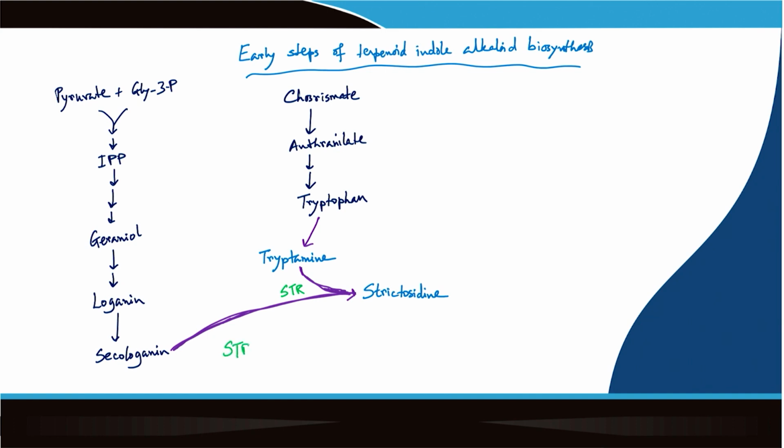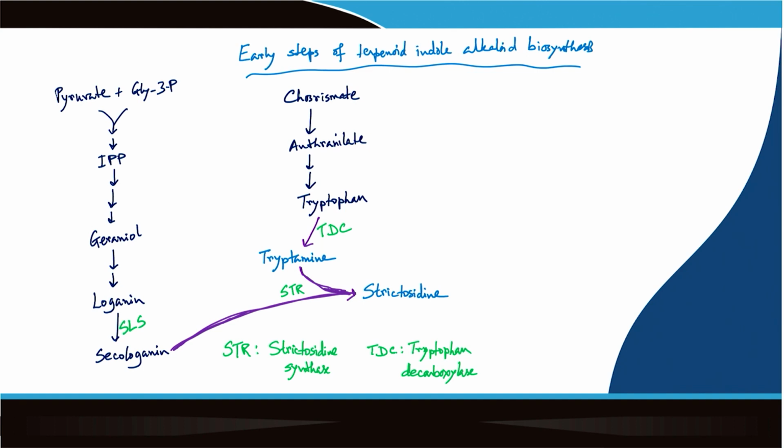So, STR stands for strictosidine synthase. Tryptophan to tryptamine is converted by an enzyme called TDC. TDC means tryptophan decarboxylase. Loganin to secologanin is formed by secologanin synthase, SLS.